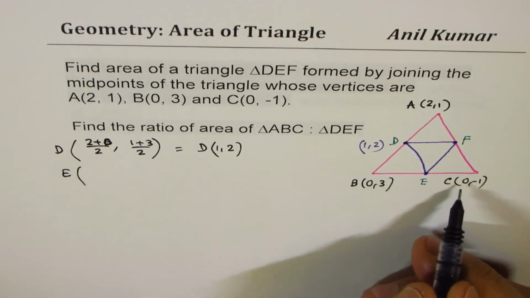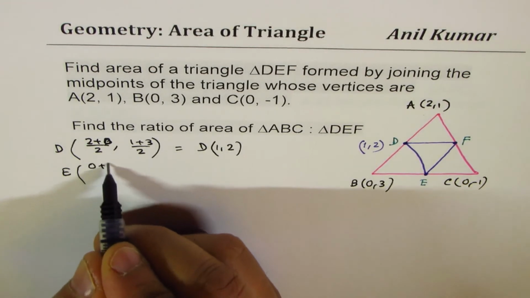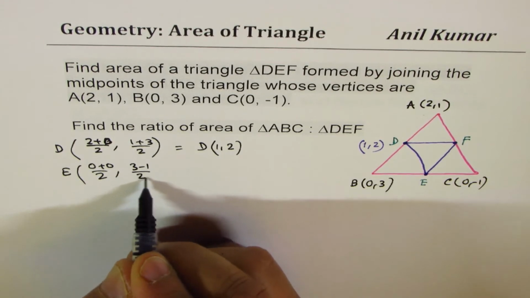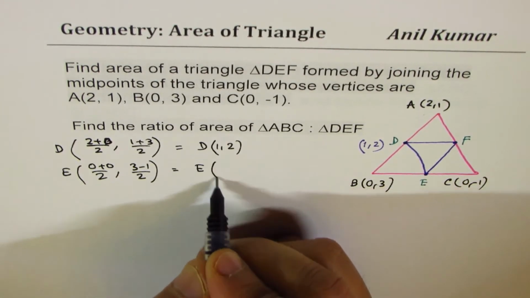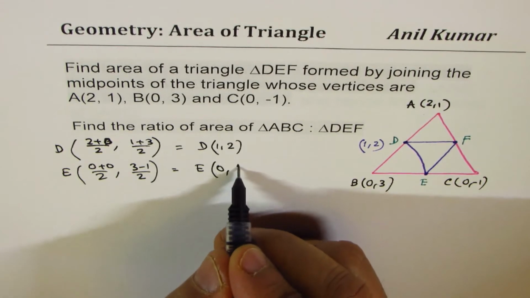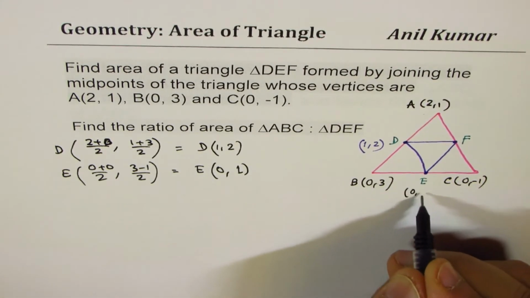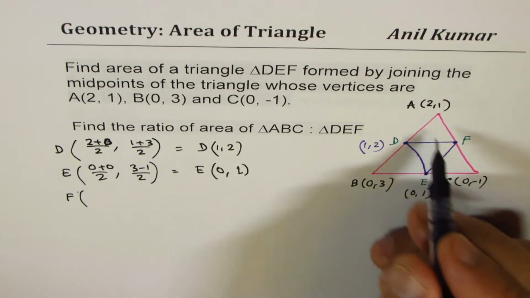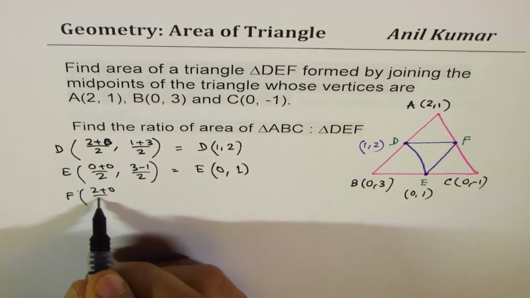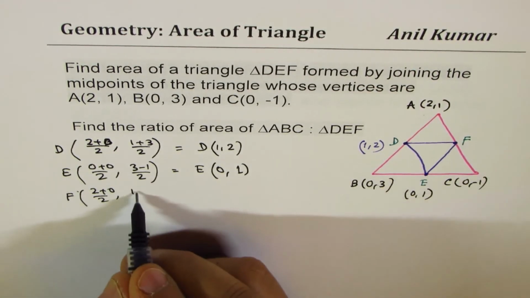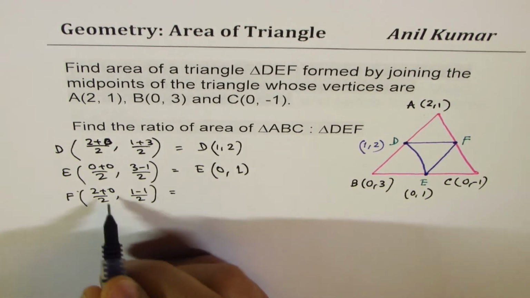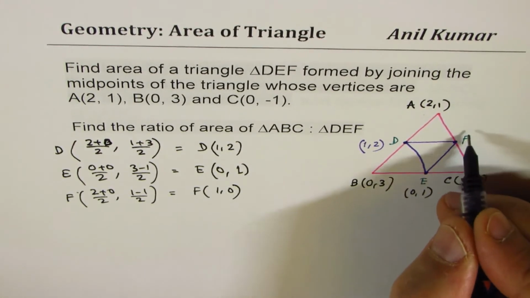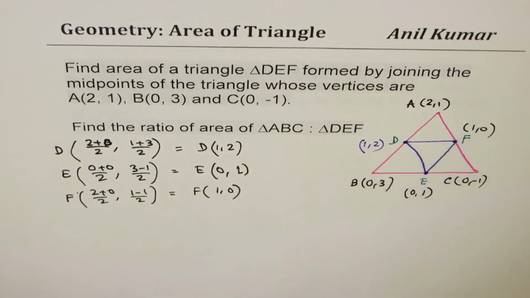So for E, we have to add the x values 0 plus 0, divide by 2, 3 minus 1, divide by 2. You couldn't have simpler values than these. That's the whole idea. So it is just 1, right? F, okay. Mid value of these, that is 2 plus 0 divided by 2, 1 minus 1, divide by 2. So we have the value of F as 1 and 0. So it is 1 and 0 for F.